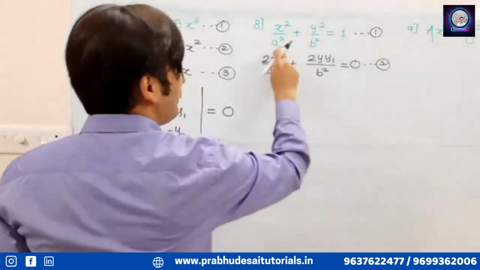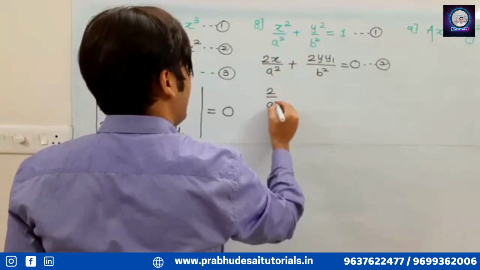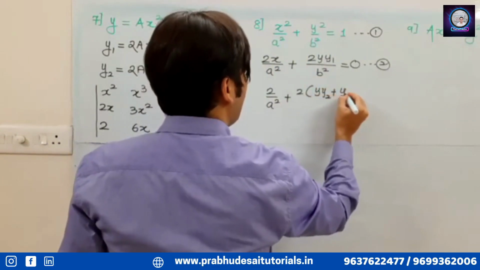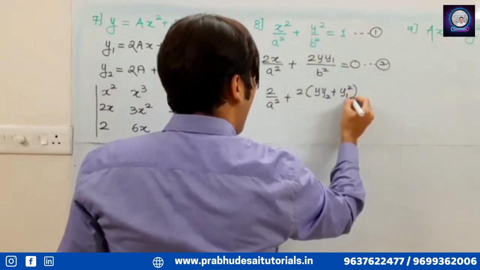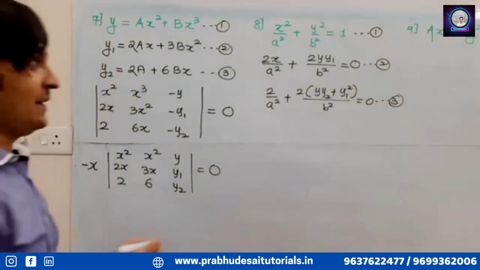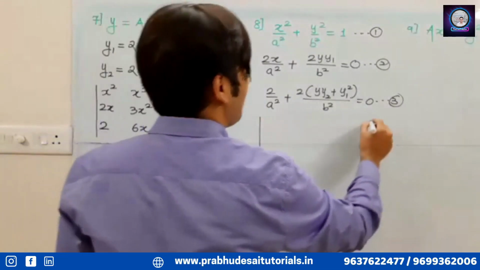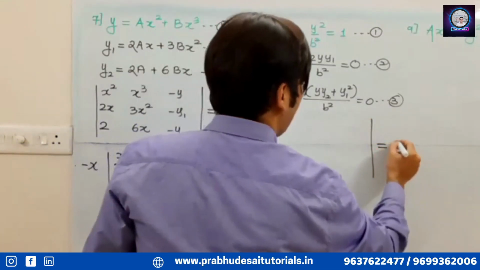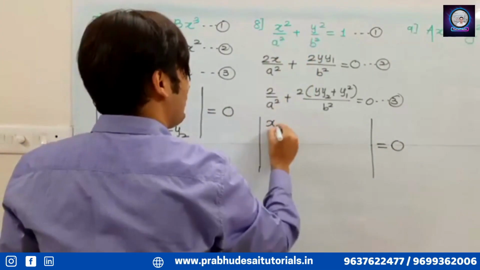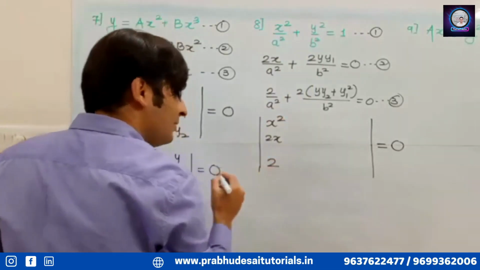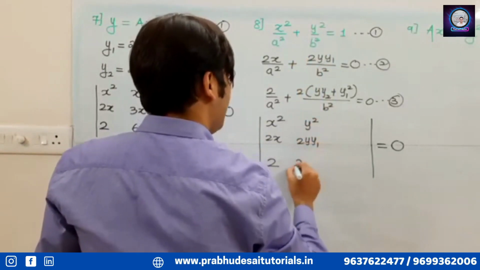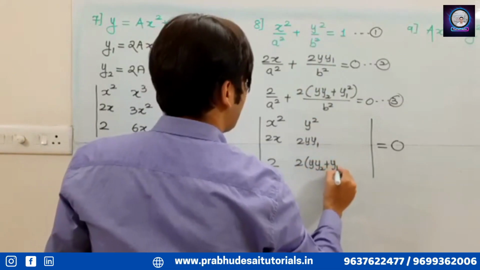Again derivative, 2 constants, 2 derivatives. The derivative is 2 upon a square plus 2 into bracket, uv rule: y, derivative of y1 is y2, plus y1, derivative of y is y1, so y1 square upon b square is equal to 0, number 3. Correct? I'm just differentiating. And now I will use a determinant. Why? Constants are still not eliminated. I want to eliminate 1 upon a square, not a square. 1 upon a square, so it will be x square, 2x and 2. Here I want to eliminate 1 upon b square. So y square, 2y, y1, 2 into bracket y, y2 plus y1 square.